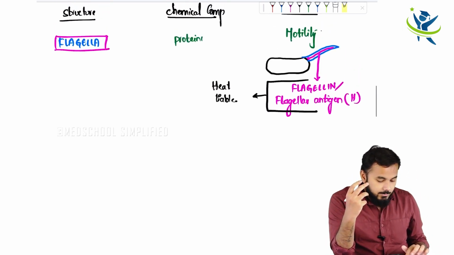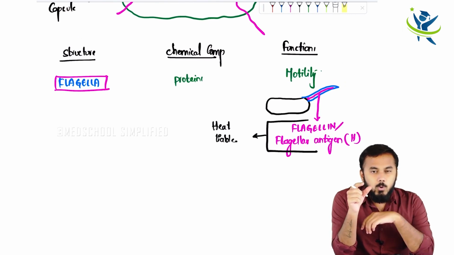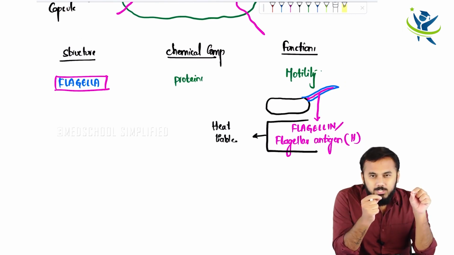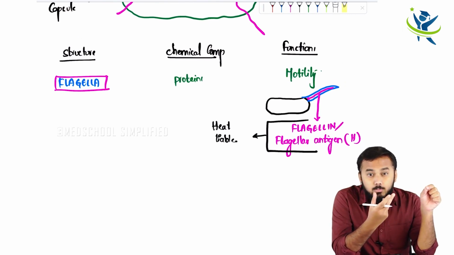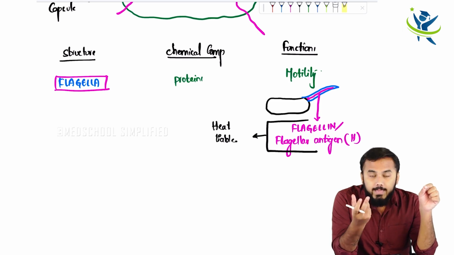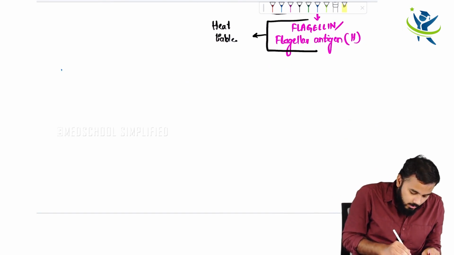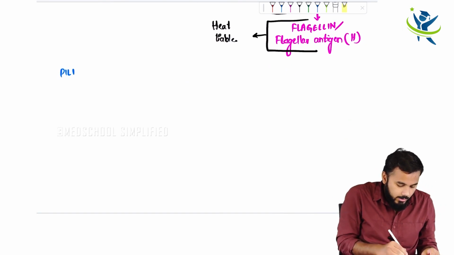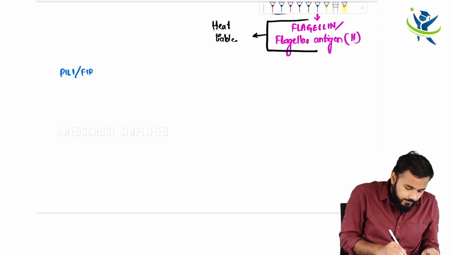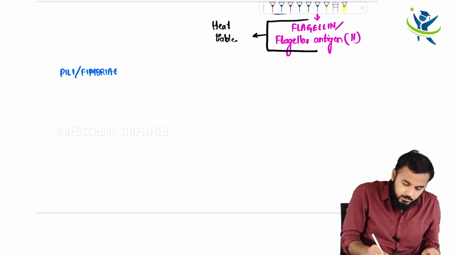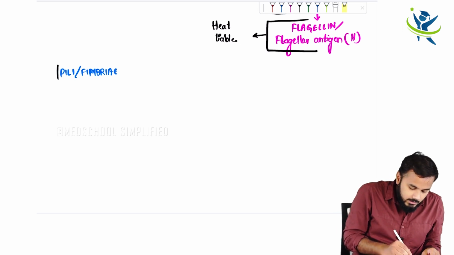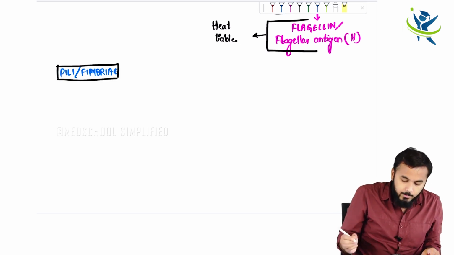Now we have discussed flagella. Let us discuss the small projections which are coming out of the capsule. These small projections are called pili or fimbriae, right? If I ask you what the so-called pili or fimbriae are made up of?